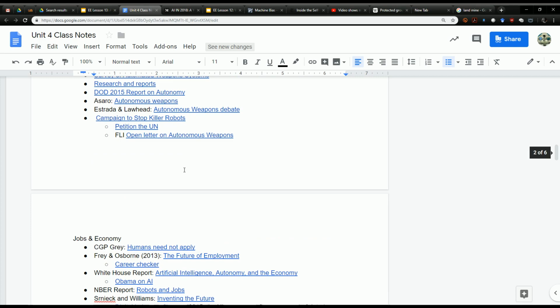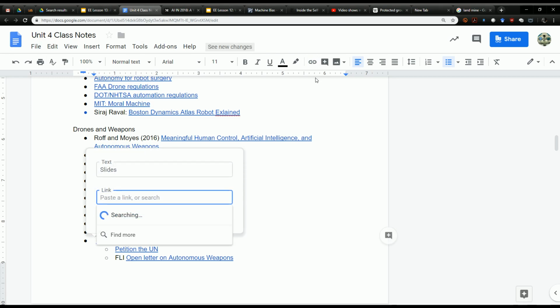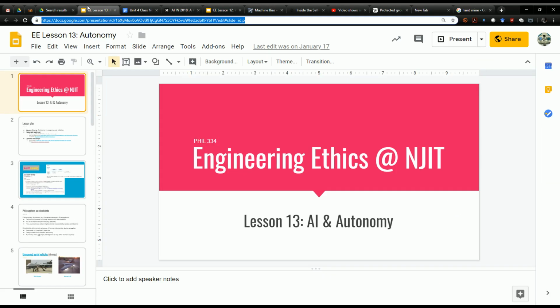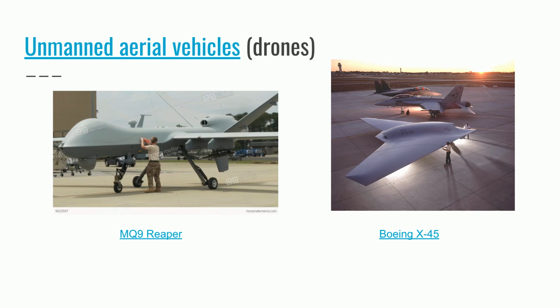This is autonomous weapons. Okay, so autonomous weapon systems. We often think about these as the Reaper or the X-45, these drones, unmanned aerial vehicles. These are really not autonomous weapon systems. The Reaper and the X-45 are both remotely controlled weapon systems.